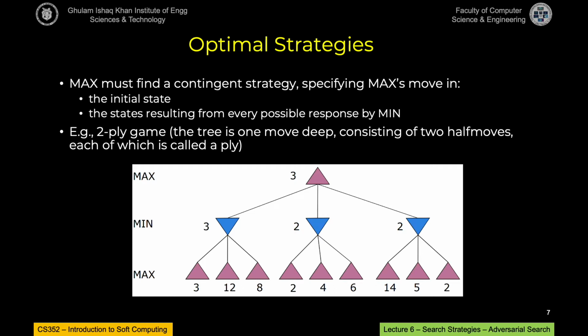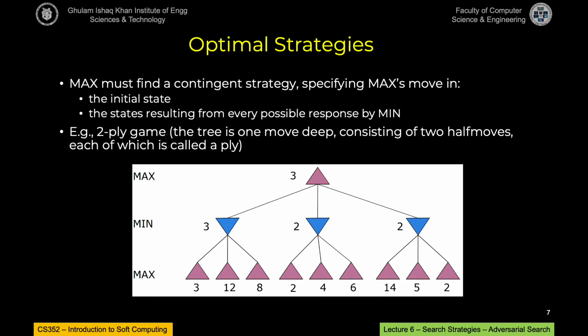We call them half moves because they are moves by each individual player, one move by Max and one by Min, and each of these half moves is called a ply in terms of the game tree. So this is a two-ply game, and in this particular game, Max, for example, has already chosen the values 3, 12, 8, 2, 4, 6 and 14, 5 and 2, and then Min is supposed to choose the lowest value out of 3, 12 and 8, and of course the lowest value here is 3. Then it chooses 2 from the pool of 2, 4 and 6, and then it again chooses 2 from the pool of 14, 5 and 2.